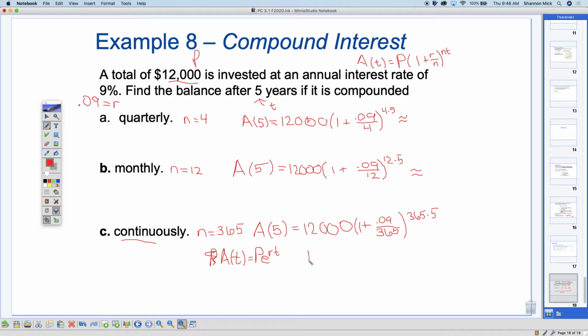Okay. So A of what? A of 5 equals 12,000. And what is e? 2.71828. But I just need to know it's approximately 2.7, right? To the, what's r? 0.09 times 5.